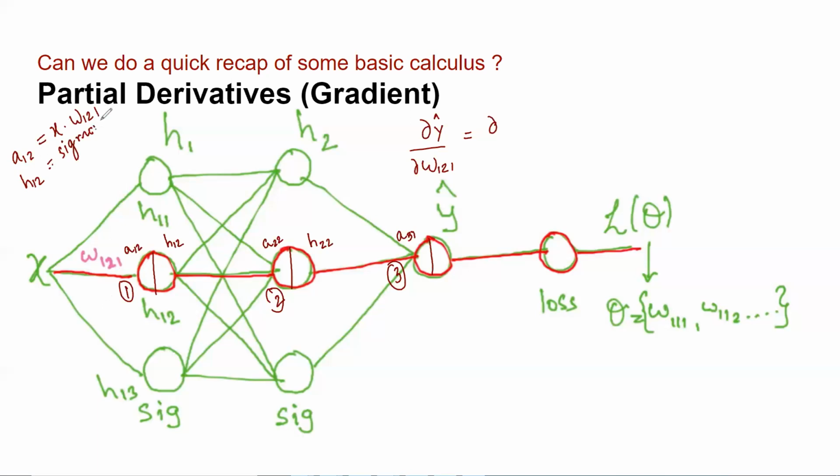Similarly, the above one will be A11, and below will be A13, and then A21, 22, 23, like that. But right now, I just want you to focus on this line.